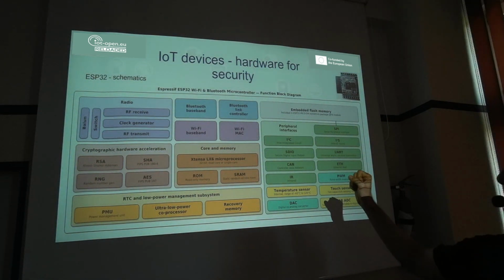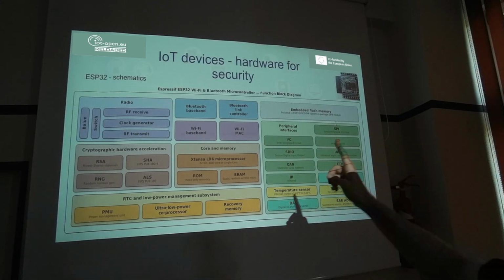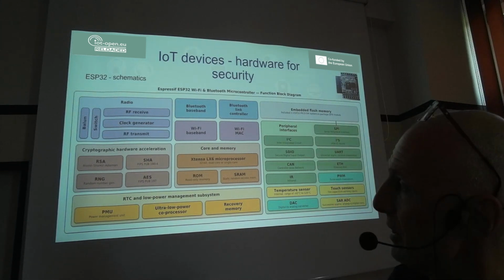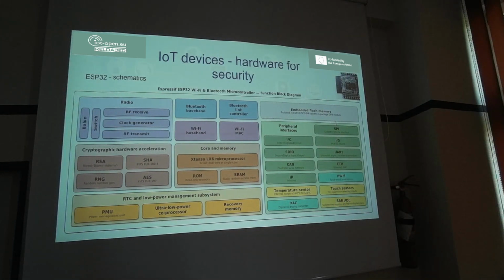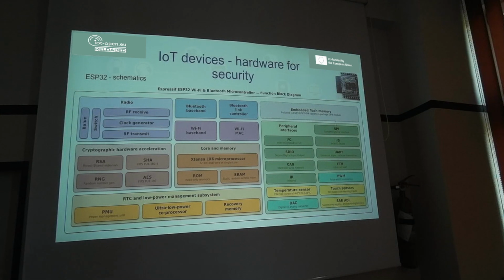This is the inside of the ESP32 chip, which you have probably seen already in the hardware part of the IoT, but I would like you to pay attention here. This part is for security. So it's like a cryptographic hardware part. It's hardware accelerated, and as you see, you have RSA, you have a random number generator, you have AES, and SHA, which is a hash function.